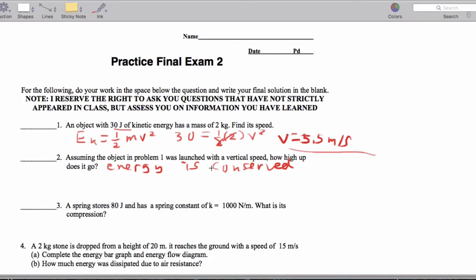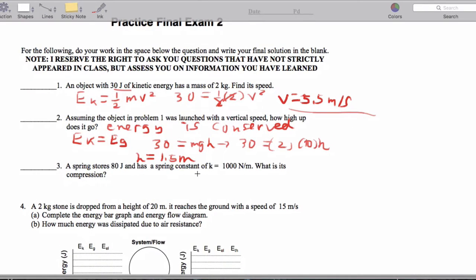Energy is always conserved, but we don't have any kinetic energy converted into dissipated, so we don't achieve less of a height. Instead, we have energy conserved such that EK equals EG. And so I can just say that 30 joules is going to equal mgh. And that means 30 equals 2 times 10 times h. And h ends up being 1.5 meters. So that works out really nicely.